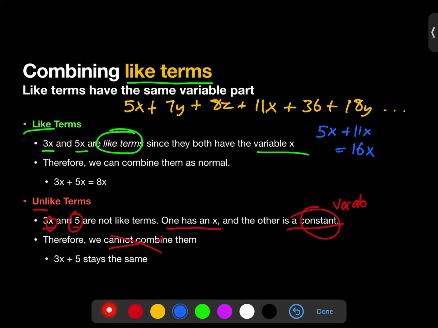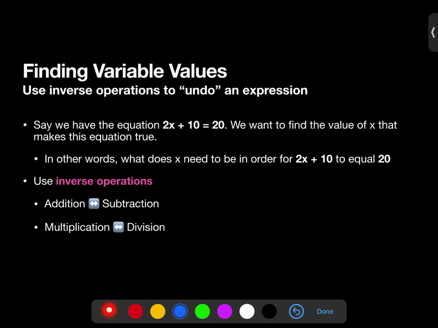So does this make sense for everyone? Understanding like and unlike terms? Yes or no? Good.